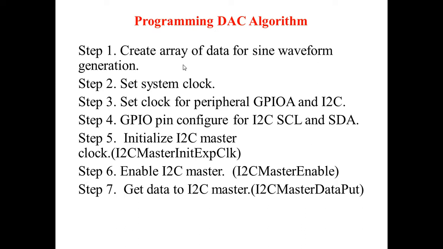I will show you. Then the next step is to set the system control clock using the syntax. Then you have to enable the peripherals: the GPIO-A peripheral and the I2C peripheral. Then you have to configure the I2C serial clock line and serial data line through PA6 and PA7.